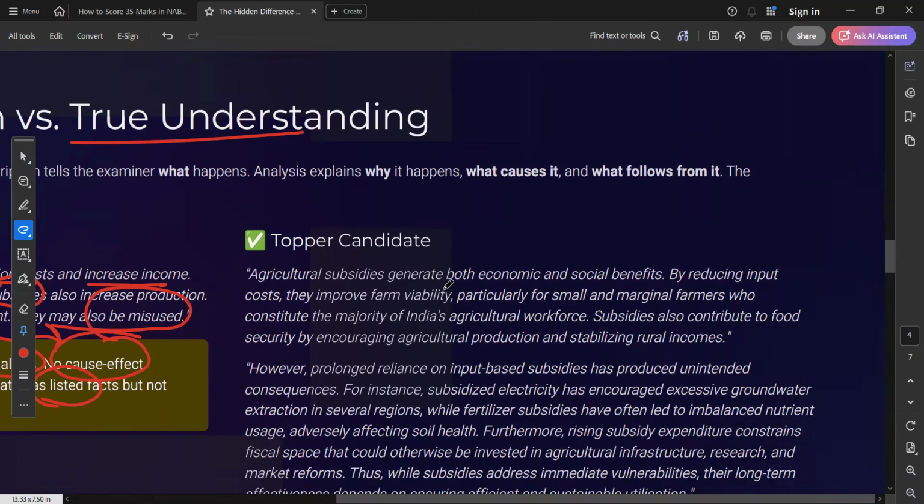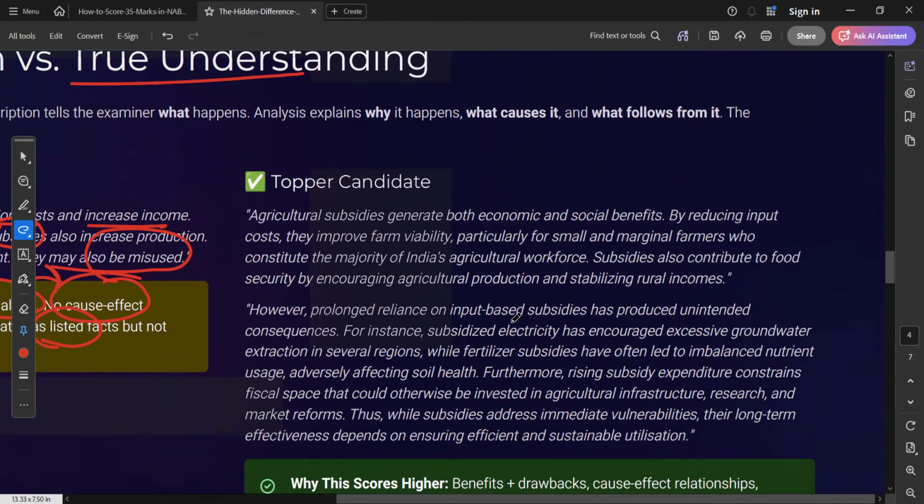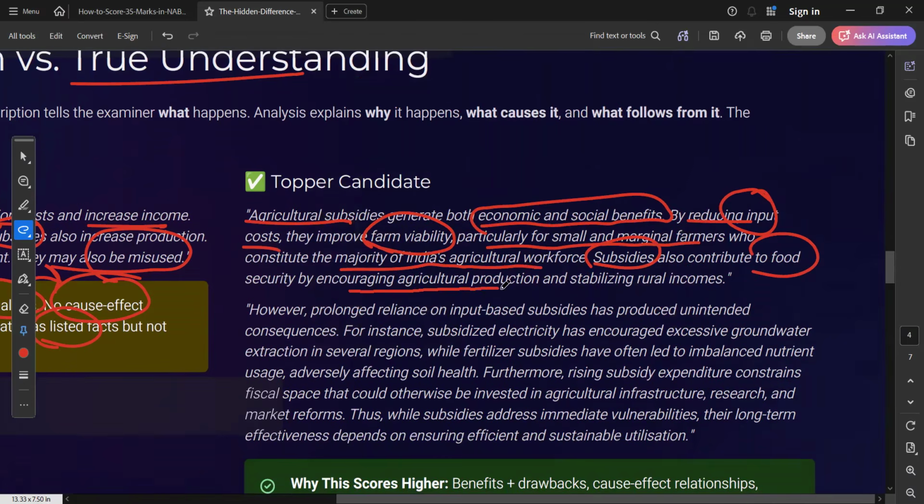Now we see how a topper can do it, right? Agriculture subsidies generate both economic and social benefit. By reducing input costs, they improve farm viability. Now, if input cost reduces, then what advantage will it give? It will give us this kind of advantage: farm viability, particularly for small and marginal farmers who constitute the majority of India's agriculture workforce. Subsidies also contribute to food security by encouraging agriculture production and stabilizing rural income.